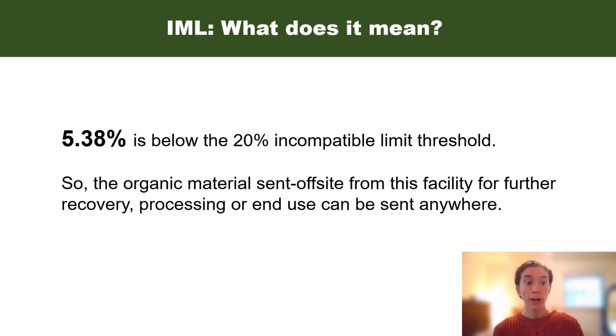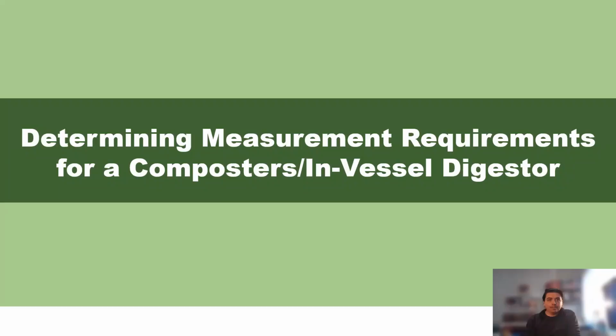Transfer processors are required to record the incompatible materials limit calculations and the result per the record-keeping requirements. CalRecycle's optional record-keeping template does include this calculation of the incompatible materials limit. But again, if you have a record-keeping system in place already, feel free to use that. With this slide, it concludes the end of part 5, and I'll be passing it off to Mark to take you through measurements for composters and in-vessel digesters.